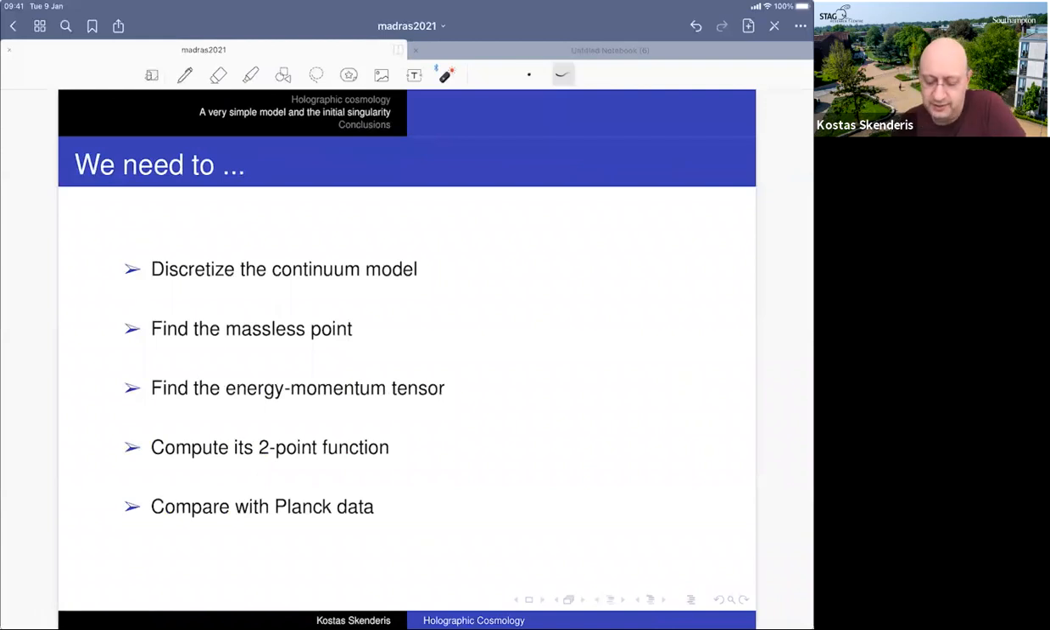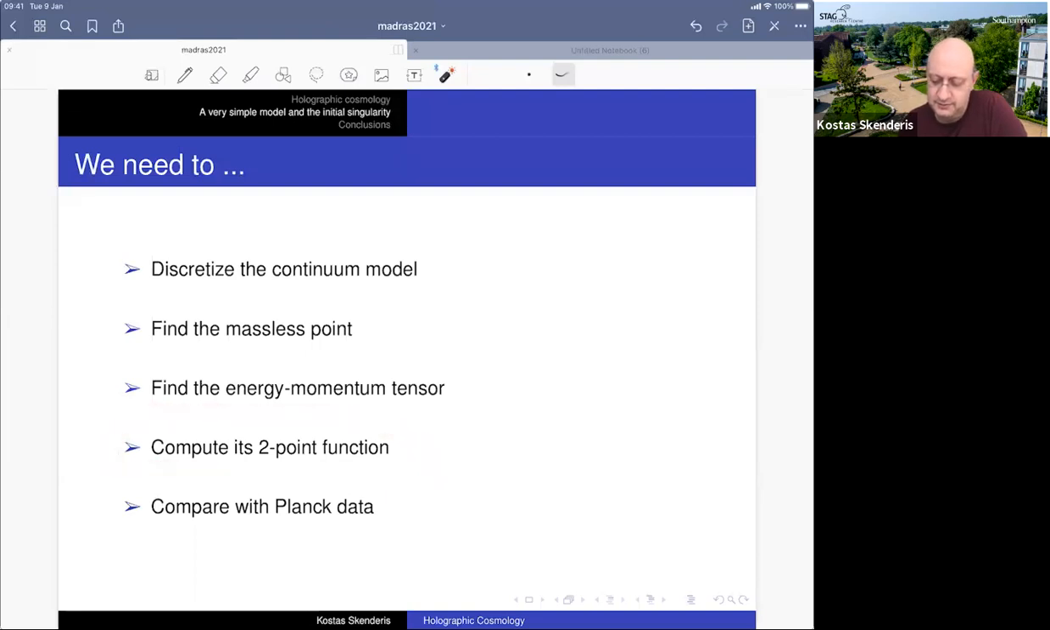Okay, now to do this, what do you need to do? You need to put the theory on a lattice, you need to discretize it. That's fairly simple. And then you need to find whether a massless point exists. So one starts from a massive theory and then wants to tune the mass so that you land on a massless point. Now, once you're there, then you need to find the energy momentum tensor, which is a non-trivial exercise on a lattice. I will briefly mention why, and then compute the two-point function and then compare with data. So we're roughly here at this point.